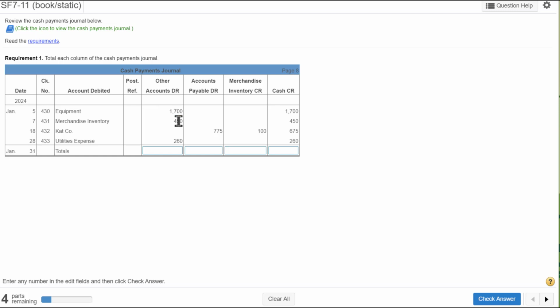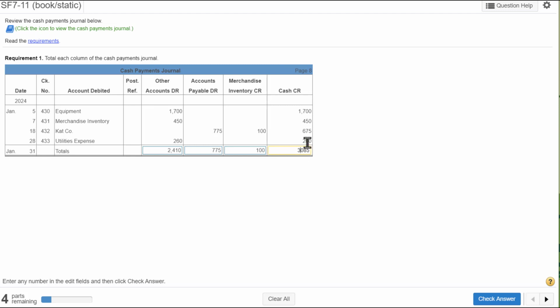So we're going to add 1700 plus 450 plus 260 gives us 2410. And then I can copy and paste 775. Copy and paste 100. Then we're going to add 1700 plus 450 plus 675 plus 260 gives us 3085.